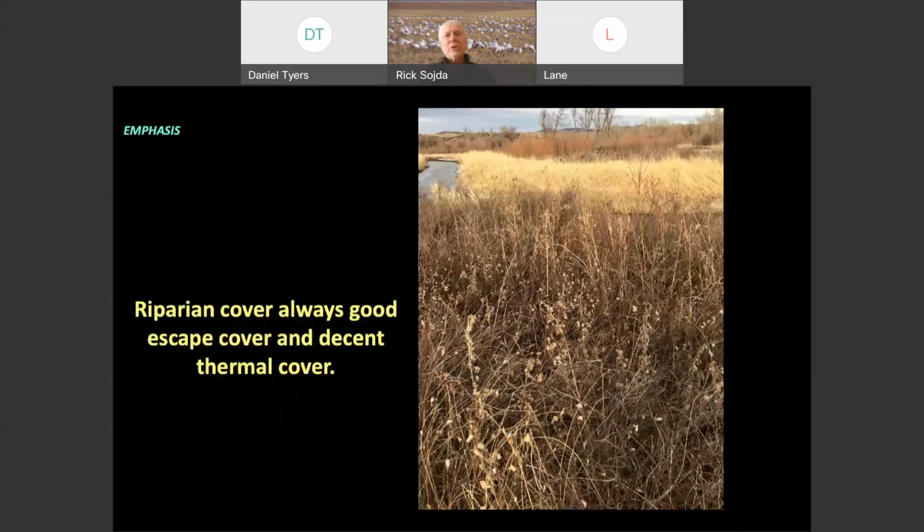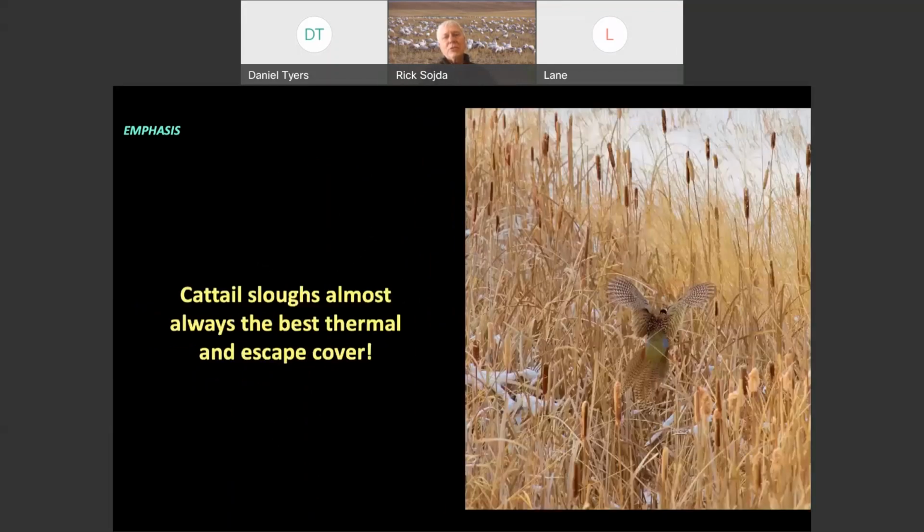As I mentioned earlier, another example of riparian cover. It's always good escape cover, and it always makes decent thermal cover as well. Cattail sloughs are almost always the best thermal and escape cover that you can imagine. They're just thick, wind doesn't get through them, temperatures in there are warmer.